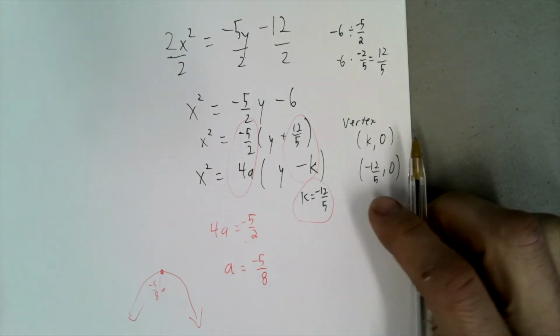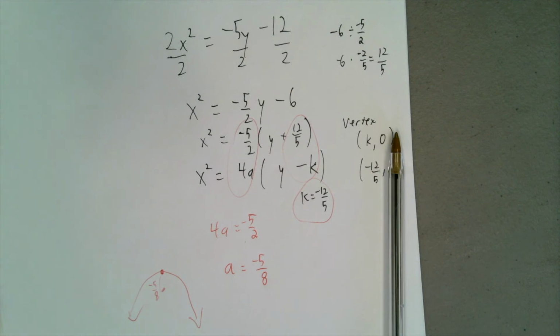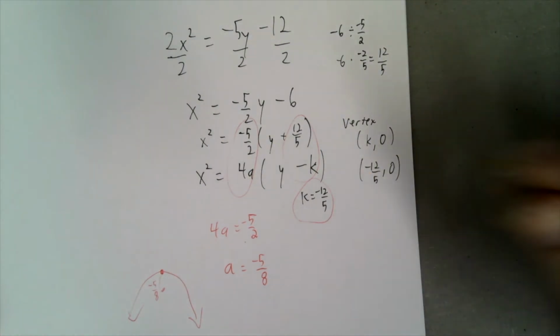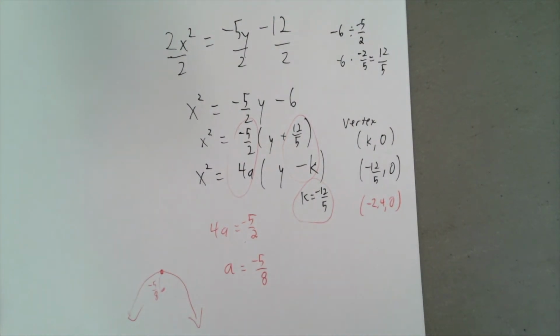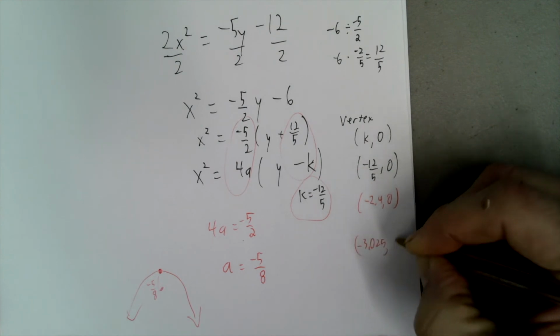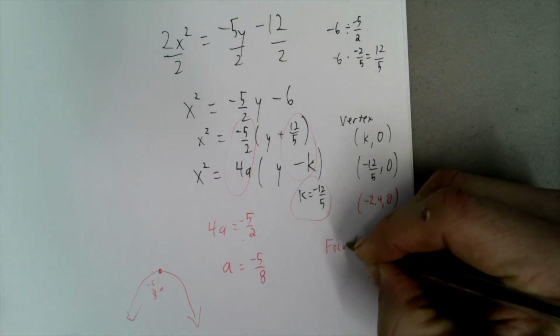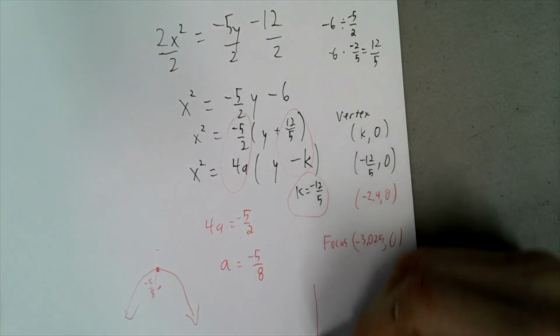So negative 12/5 minus 5/8. I just want to get decimals for those so I can make coordinates of it on the graph. So this is negative 2.4, comma 0. Another negative 5/8 on it. So negative 2.4 minus 5/8. Could have worked through some that came out nice, but this is negative 3.025, 0 is where the focus is. Directrix is 5/8 above that if you need it, but you can make this sketch pretty well from here.